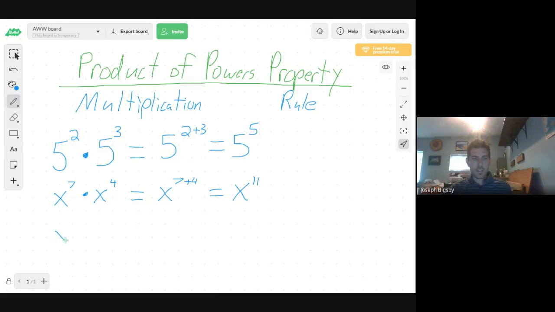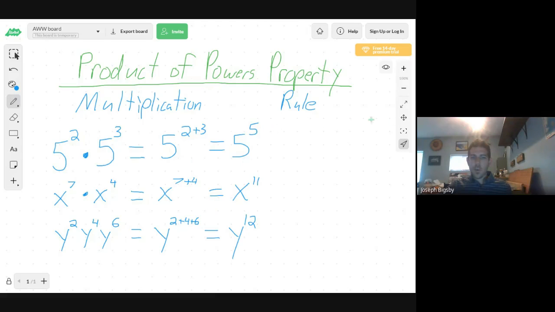And it works even when you have more than one. So let's say y to the second power times y to the 4th power times y to the 6th power. As long as they all have like bases, I keep the base and add their exponents. 2 plus 4 plus 6. That gives me a total of y to the 12th power. That's the product of powers property.